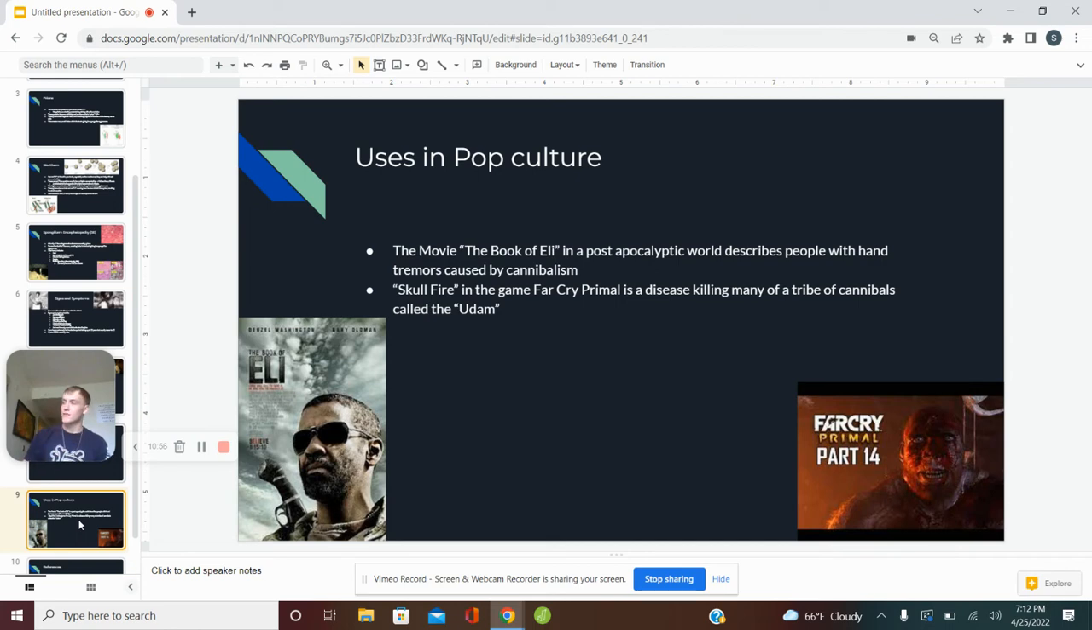So the one on the left here is the Book of Eli. I highly recommend it if you guys haven't watched it. It's a fantastic post-apocalyptic movie about this guy Eli who is carrying the last Bible. Books have been burned, and it is the last known Bible, and it's his whole thing of carrying the fire and trying to keep the word alive.